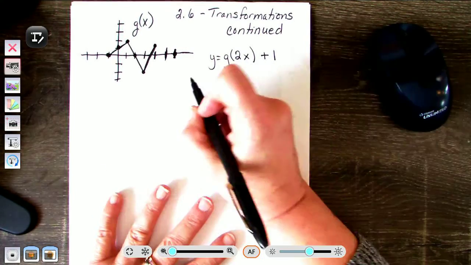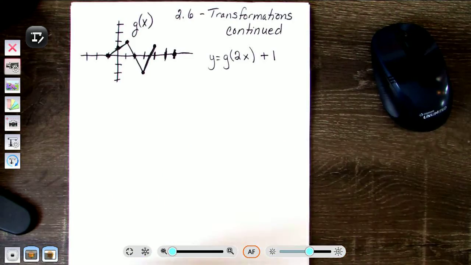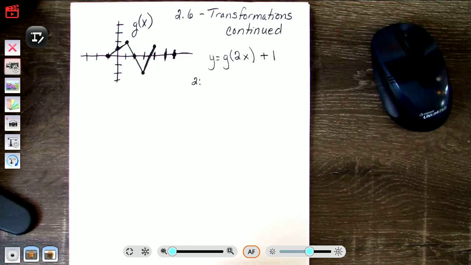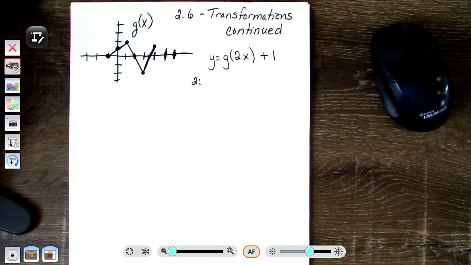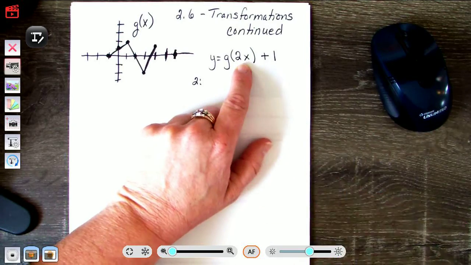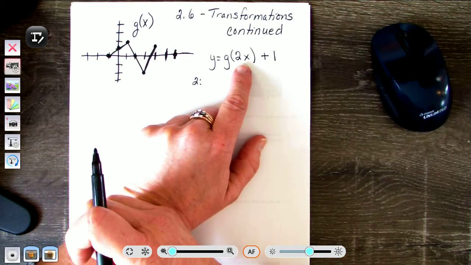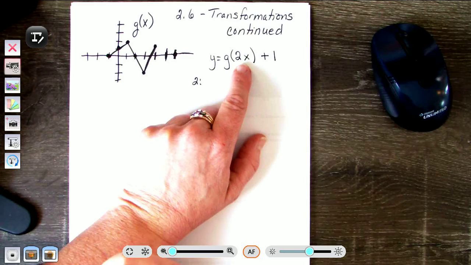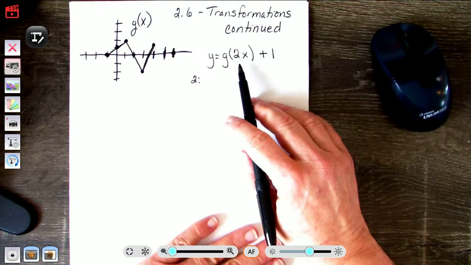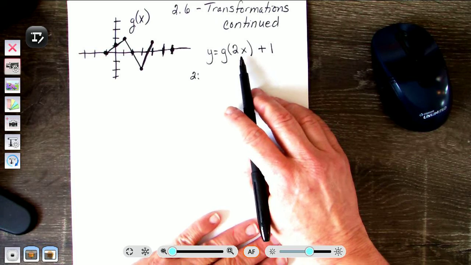So this 2, and again we do follow order of operations, so we're going to take care of the 2 first, and the 2 is on the inside of our function, so we're going to be affecting our x values. And again, when we're inside, things work a little strangely, and I'll talk about why that happens when we kind of are looking at our points. And we'll see how that kind of follows.